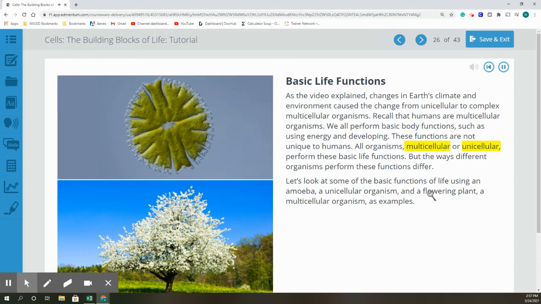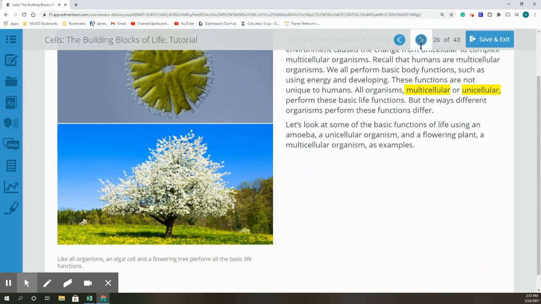Let's look at some of the basic functions of life using an amoeba, a unicellular organism, and a flowering plant, a multicellular organism, as examples.